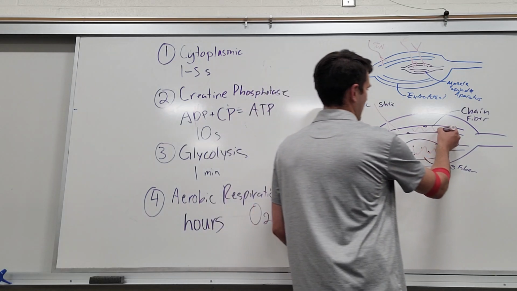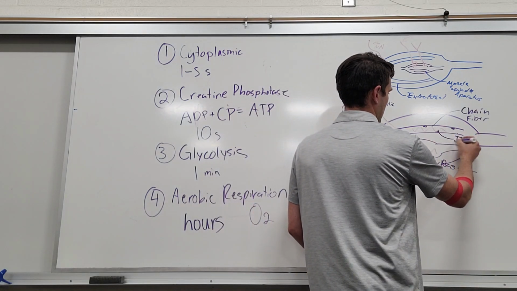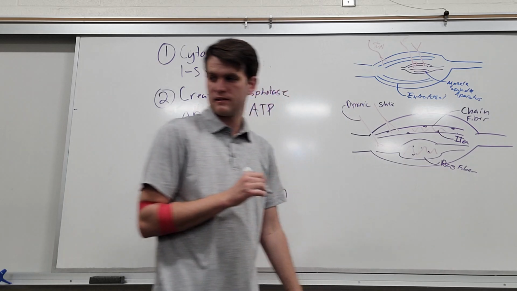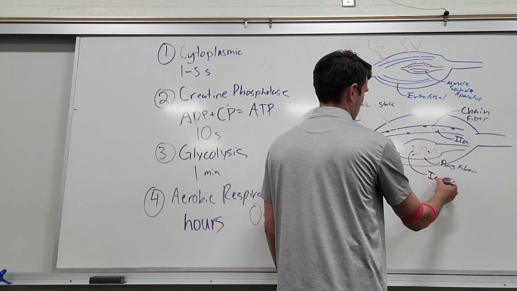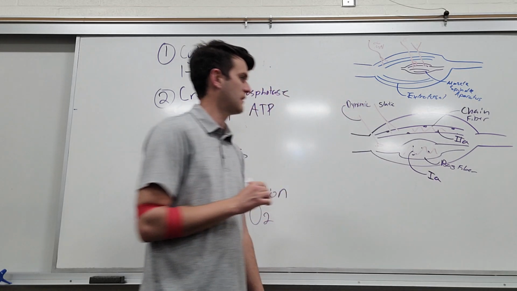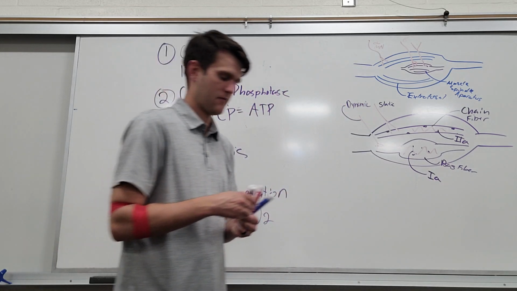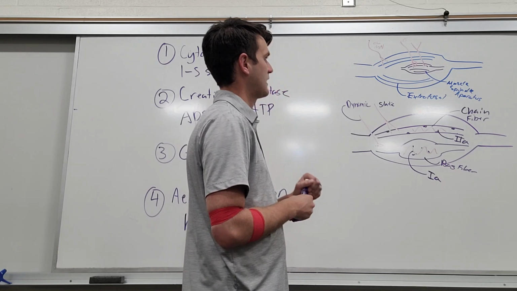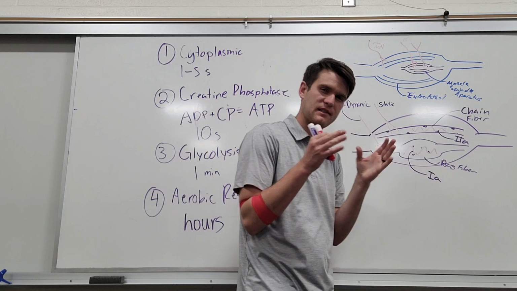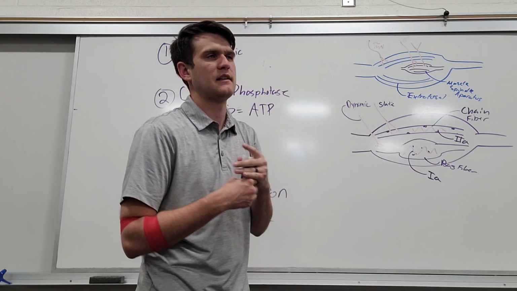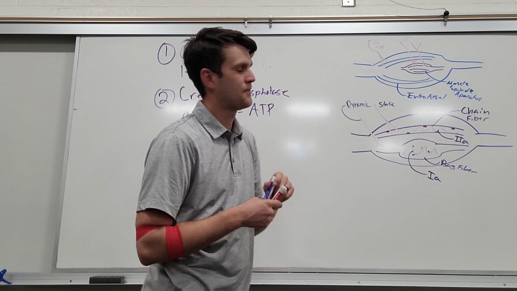So our chain fiber, that's going to be our 2A sensory neuron. And then our bag fiber, this is going to be our 1A sensory neuron, okay? We'll kind of break this down. So how our reflexes work is essentially this muscle spindle, it kind of wants to stay at the same length. It doesn't really like to be lengthened.